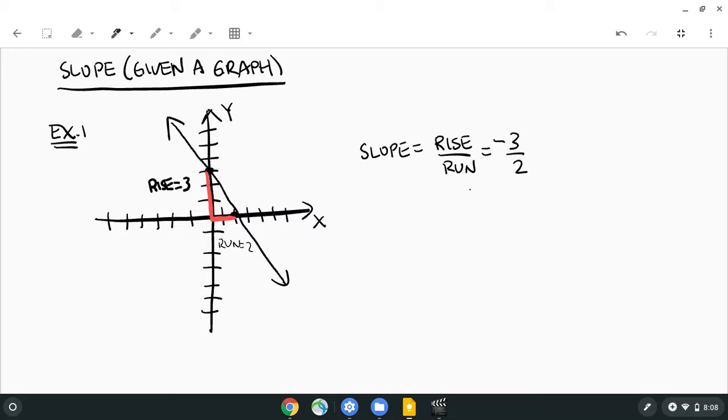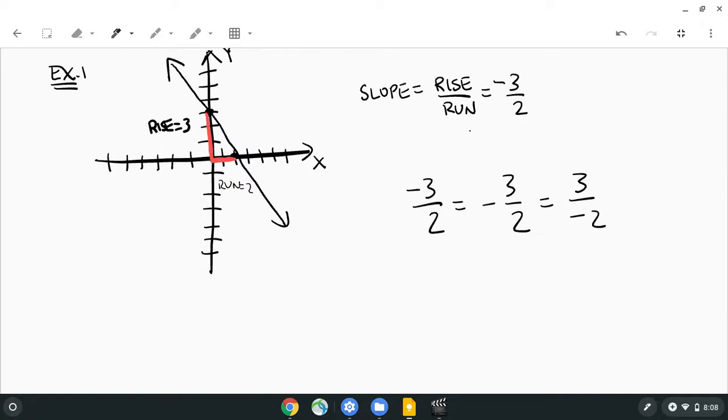Okay, please note whether you put the negative there or there or there, it doesn't matter. All of these are the same. All of these mean that 3 halves is negative as opposed to positive 3 halves, right? Okay. All right, good. All right, so let's take a look at finding the slope given 2 points.